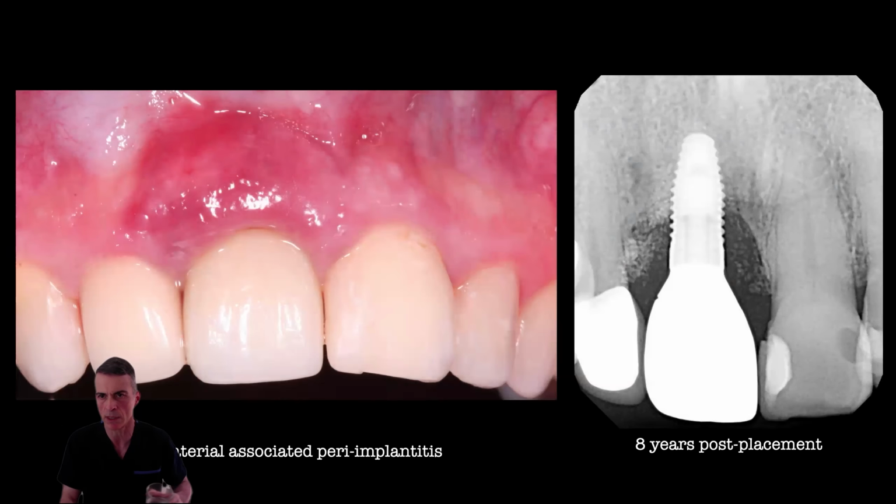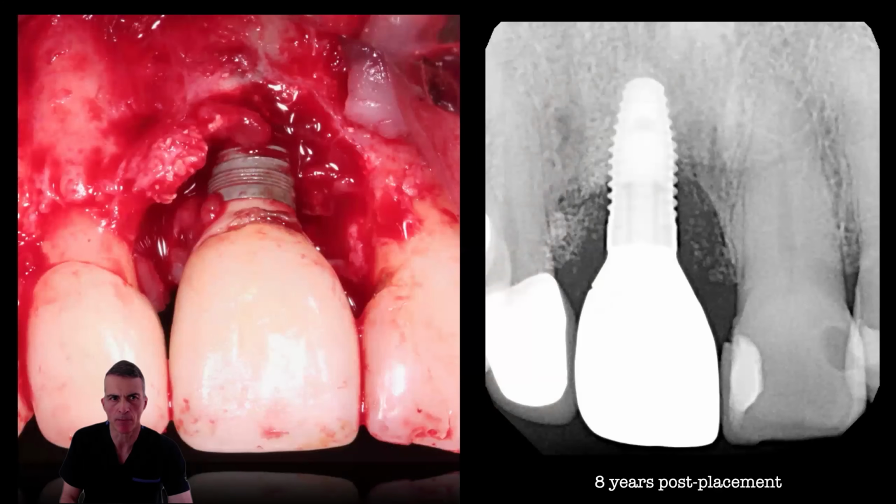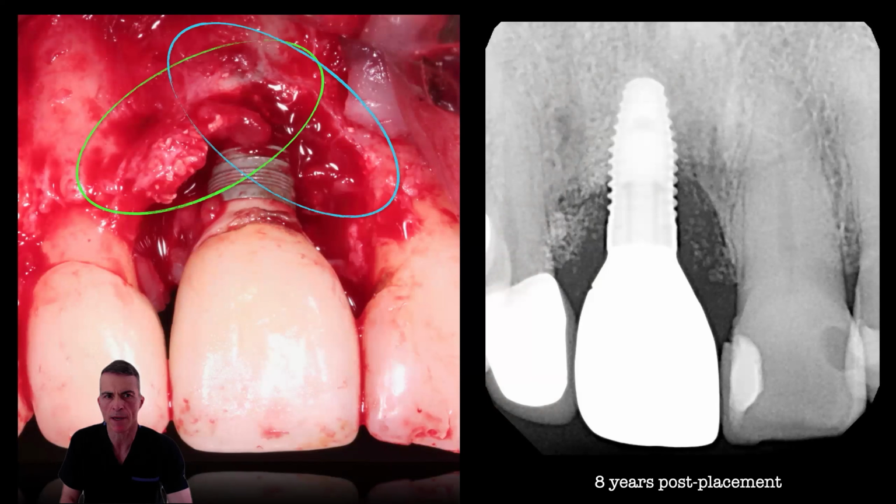We're going back to the case that we saw at the beginning, the central incisor. This case presented, the patient wanted to save the implant by all means, but if we analyze this closely, we see a number of risk factors. On the one hand, we see an excess of cement. This was a cement-retained restoration. We also see traces of calculus on the adjacent teeth.